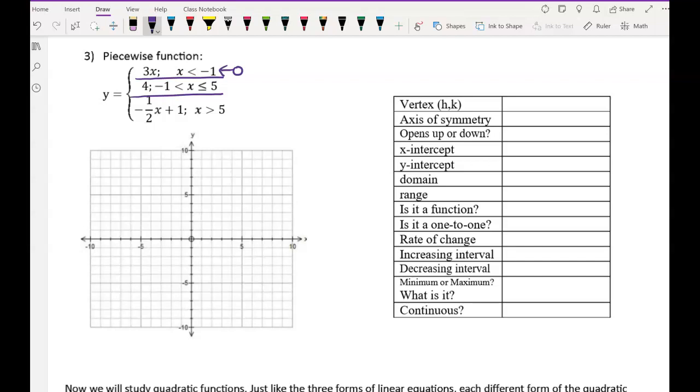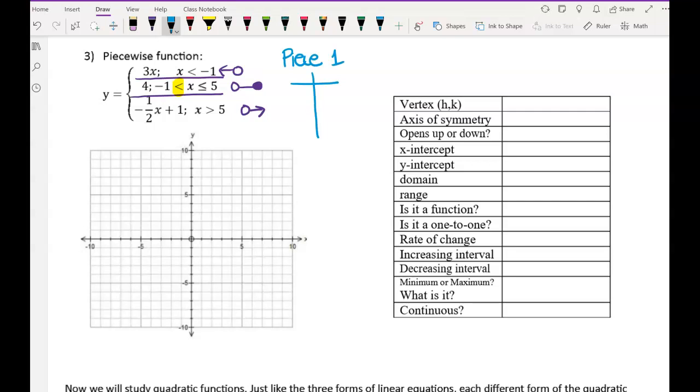Piece number 2, y is always 4 when x is in the middle of negative 1 and 5. Now, negative 1, can you see there's no equal right there? So that means it's going to be an open circle. And so this is what we call a segment, right? A segment is when it starts and it ends. And then the third piece is going to be negative 1/2 x plus 1 when x is bigger than 5. So as you can see, bigger than 5 means the third piece is to the right and it goes to the right.